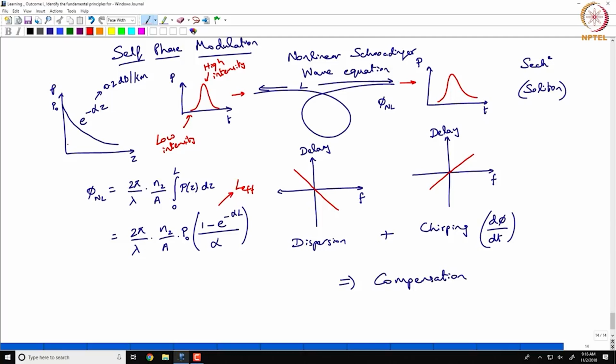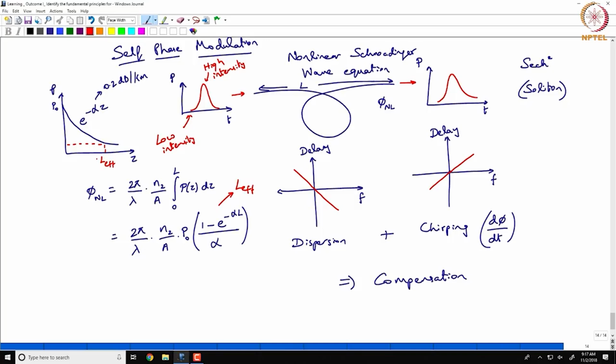Well, physically what it means is that the power is going down over a certain length. So beyond a certain length the power is so small that the medium starts behaving linearly. Beyond this length the power is so small that the medium is starting to behave linearly. So even if you have length longer than that, there is no extra nonlinear phase that's accumulated. You understand this?